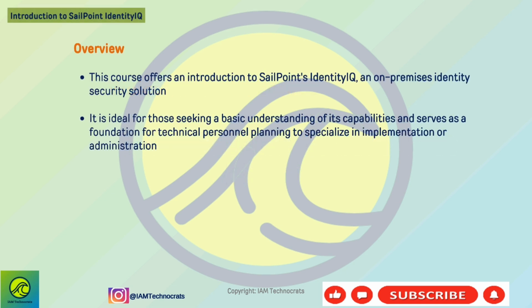This course offers an introduction to SailPoint's IdentityIQ, an on-prem identity security solution, and falls in the category of identity governance and administration. This course is ideal for those seeking a basic understanding of its capabilities and serves as a foundation for technical personnel planning to specialize in implementation or administration. It will help you to have an overview of IdentityIQ, its benefits, features, capabilities, deployment options, processes, policies, provisioning methods, and much more.